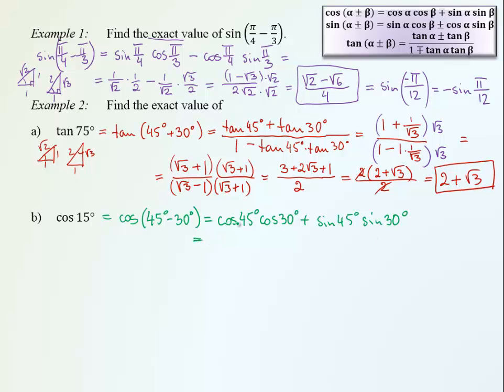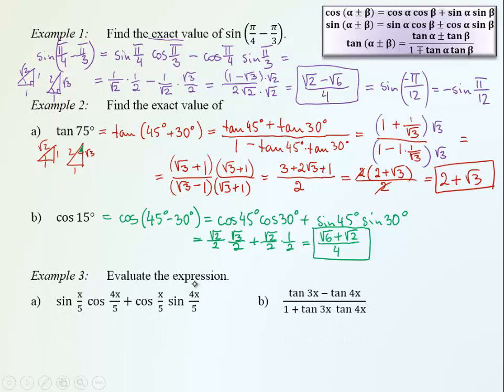So we have the following values. Cosine of 45 is 1 over root 2, but let's write it as root 2 over 2, the rational version of it. Cosine 30 is root 3 over 2. Sine 45, the same as cosine 45, is root 2 over 2. And sine 30 is 1 over 2. So overall, we have denominator 4, and then we have root 6 plus root 2. So that's our final exact answer for cosine 15 degrees.